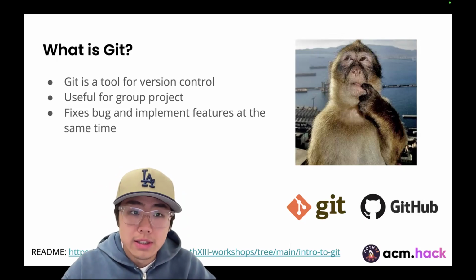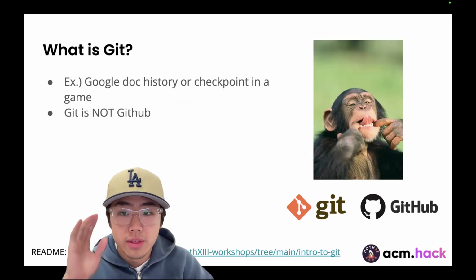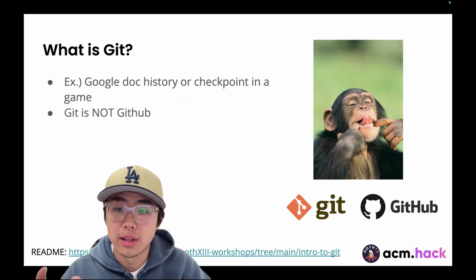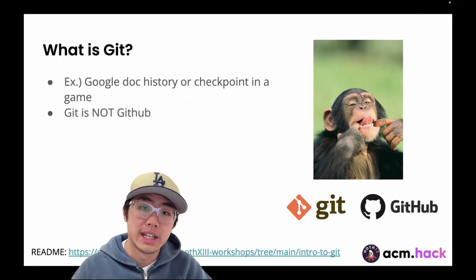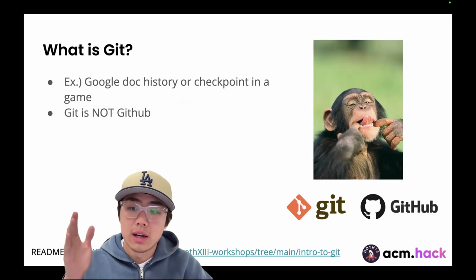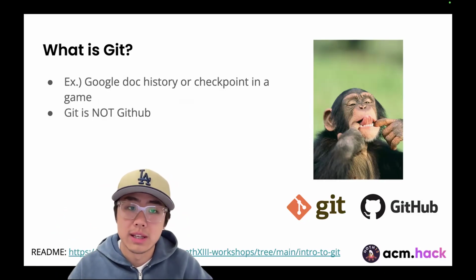So a good reference for Git is that Git is like Google Doc history, where it keeps track of all your changes, or like a checkpoint in a game, where it marks your progress as you go along in a game or making a project.